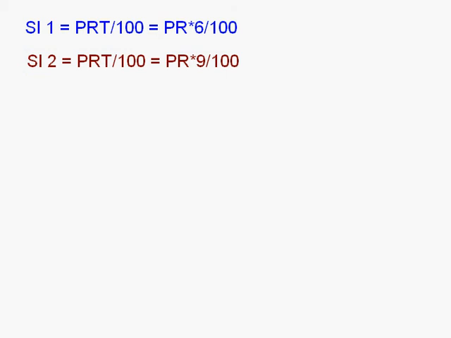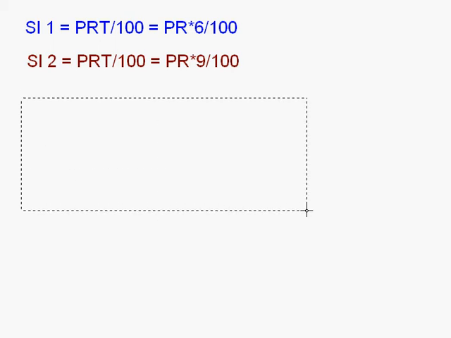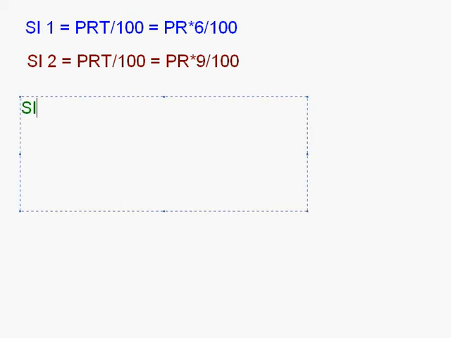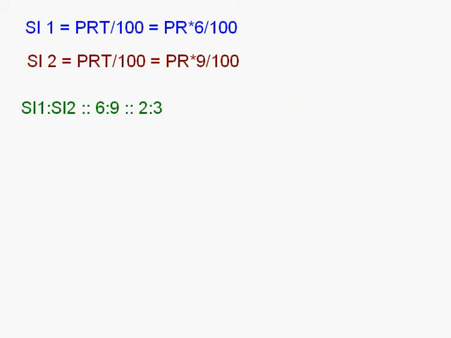Now we need to find out the ratio of the simple interest. So simple interest 1 is to simple interest 2 would be PR times 6 upon 100 divided by PR times 9 upon 100. So it will be 6 is to 9, or we can say 2 is to 3, right? That's the solution. So easy. I hope all of you have done this question correctly.